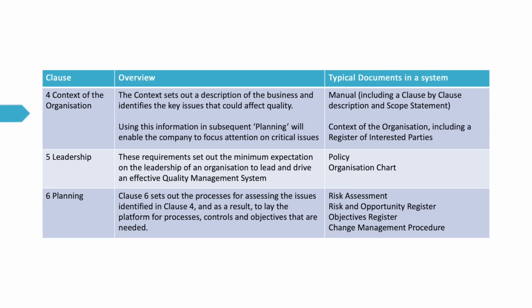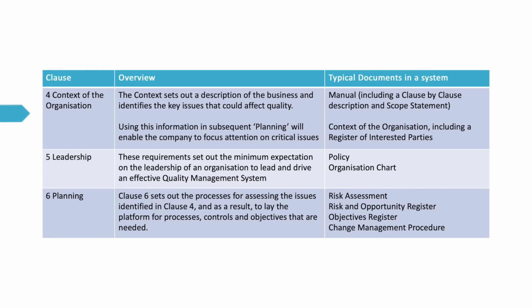We'll look a bit more in detail here at the planning clauses, clause 4, 5 and 6. So within clause 4, what you're going to do is set out a description of the business and identify the key issues that could affect quality. Using that information in subsequent planning will help you focus the attention on the critical issues using that risk-based approach that we talked about.